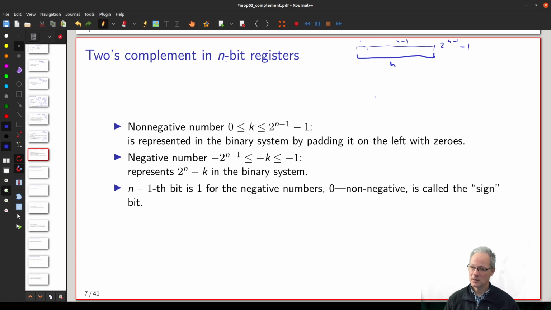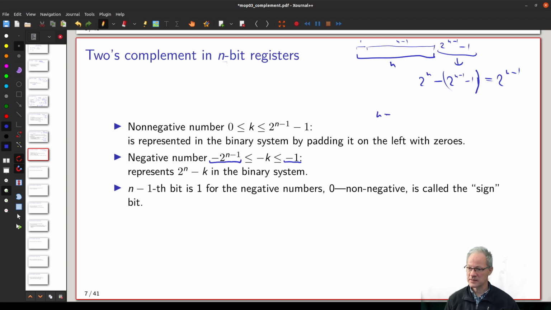Now, for the negative numbers, we have all the rest of the numbers that we could store in these n bits, right? So that would be 2 to the n minus 2 to the n minus 1 minus 1, right? So this is pretty much copied from here. Therefore, the result here is going to be 2 to the n minus 1. That's how many negative numbers we can store, right? So that's why the interval is going to be from minus 2 to the n minus 1 till minus 1, right?